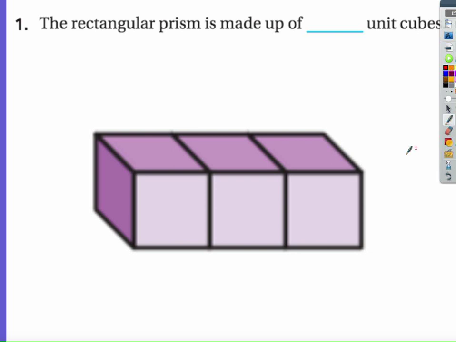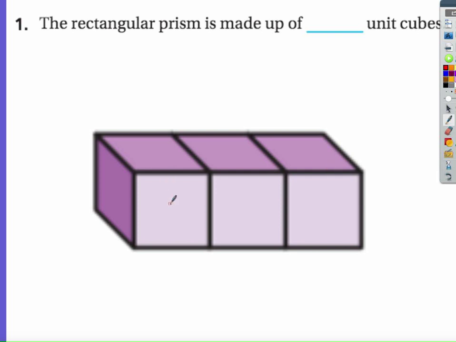And the reason they call it a unit cube is because we don't know if this is, say, 1 inch long by 1 inch tall by 1 inch wide, or it could be 1 foot by 1 foot by 1 foot, or it could even be something huge like a mile by a mile by a mile. So we don't know because there's no labels on this problem, so we just call them unit cubes. Now when we're figuring out the volume of this shape, all we're going to do is count up how many unit cubes fill this shape up.